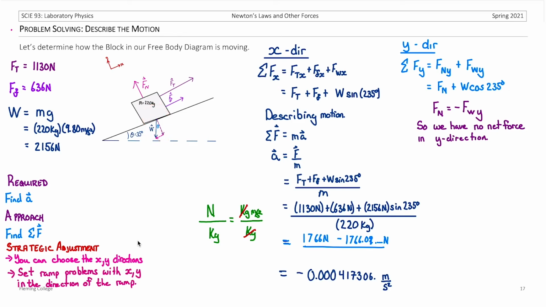Obviously, our weight vector was not drawn to an appropriate scale here, but it does help us see that there's a lot of force pulling down the ramp to offset that large tension and friction force that we had. One thing that's important to mention here is that when we look at problems next week where we're asked to determine the force of friction, it may have been difficult for students to recognize friction would be pointing up here.